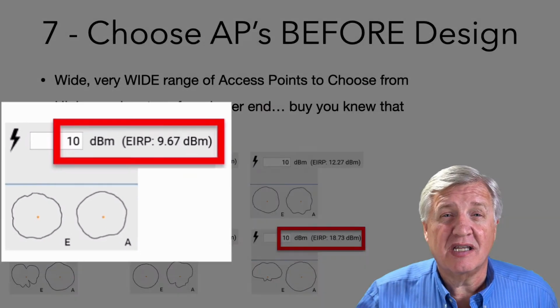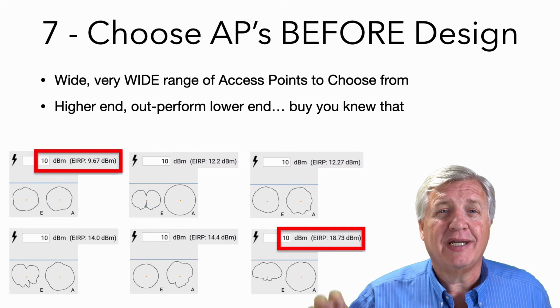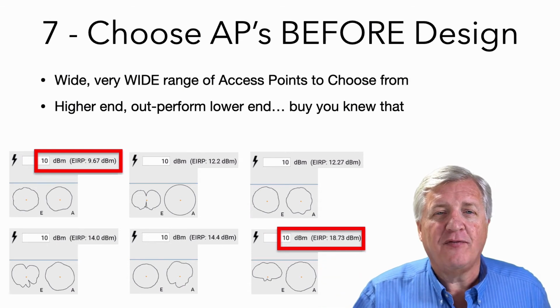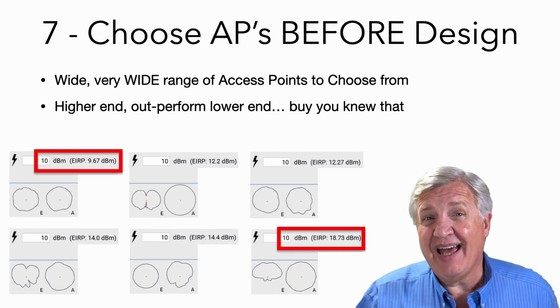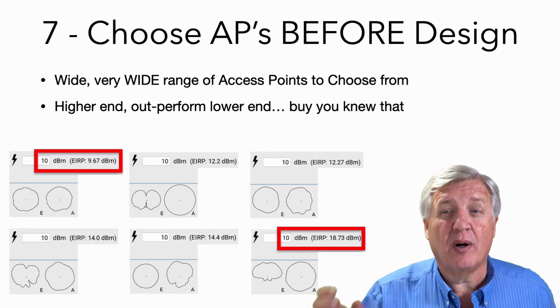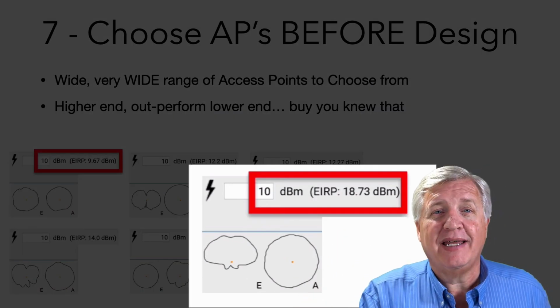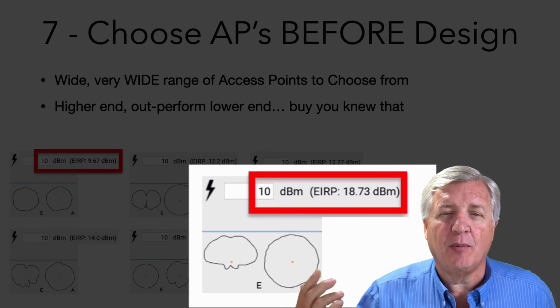By the way, all 6 of these access points are sold into the exact same market. And if you pick one and it's the wrong one, you might have more APs or fewer APs. The one on the bottom right, we put 10 dB in and we get 18, almost 19 out.